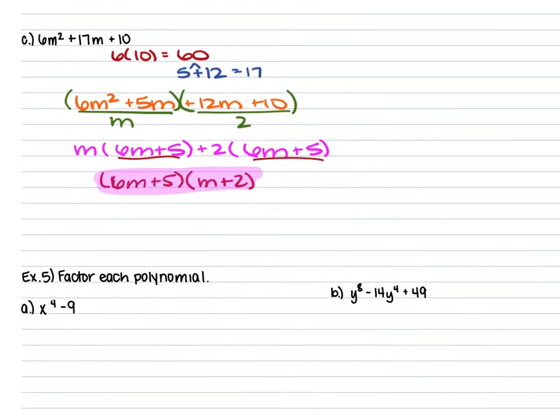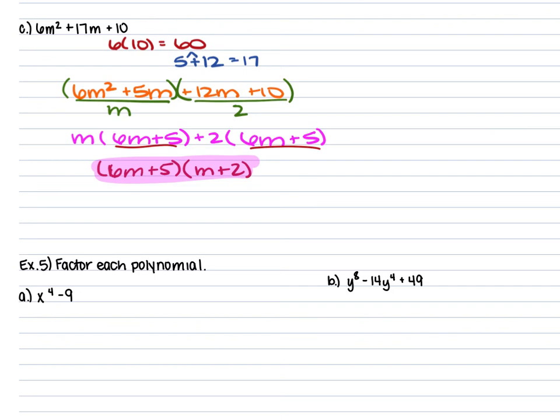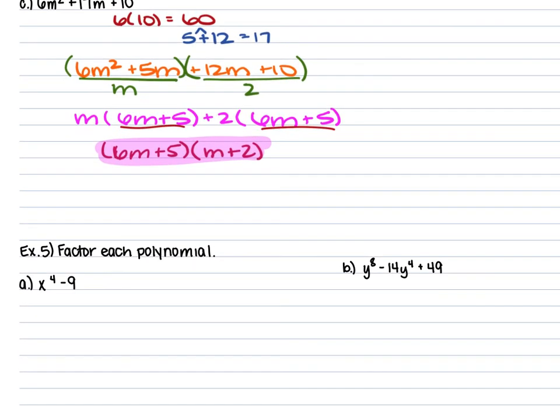For our last set of examples, we are just factoring each of these polynomials. For example, 5a, we are given x to the 4th power minus 9. So with this, because it's x to the 4th power, you can still take the square root of it, as well as taking the square root of that 9.